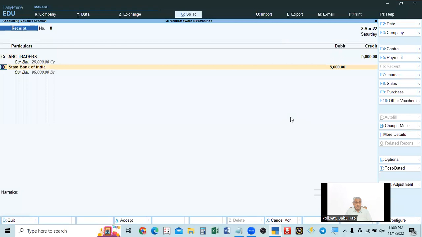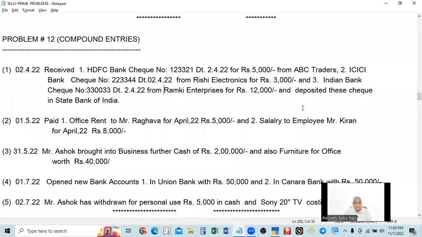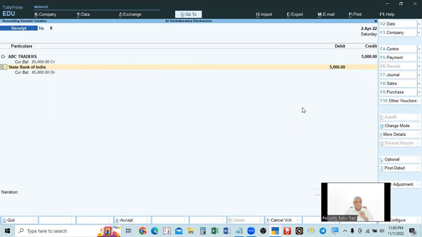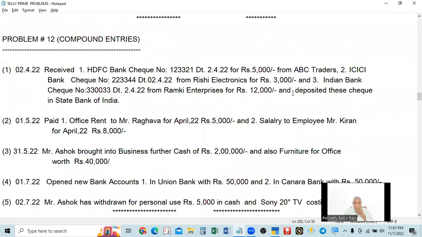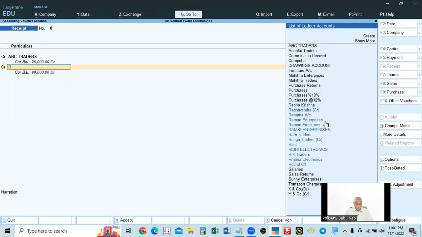And then the second one. It is actually after debit credit, or then it will show debit. But here, there are more credits. So we have to take C. Type C here. It will take credit. And in this second credit, the second check is received from Rishi Electronics.